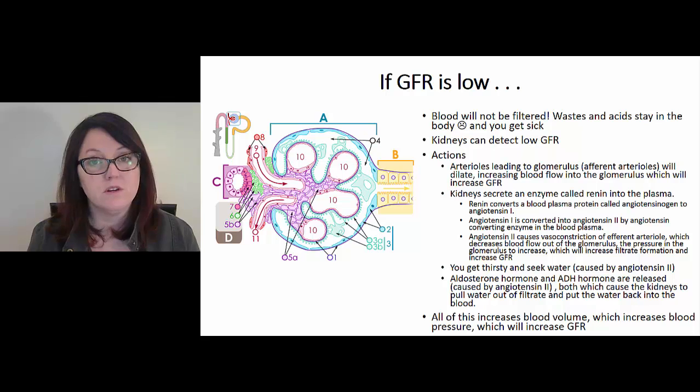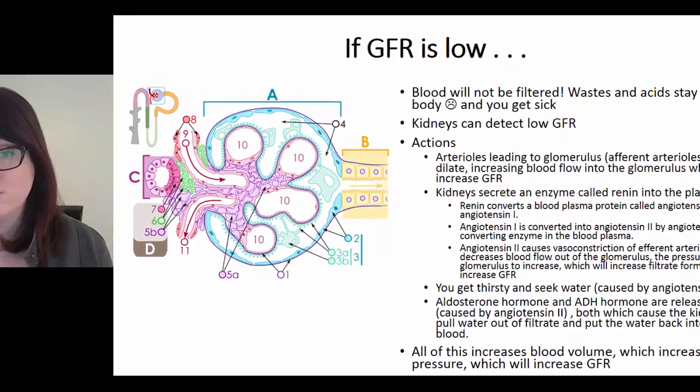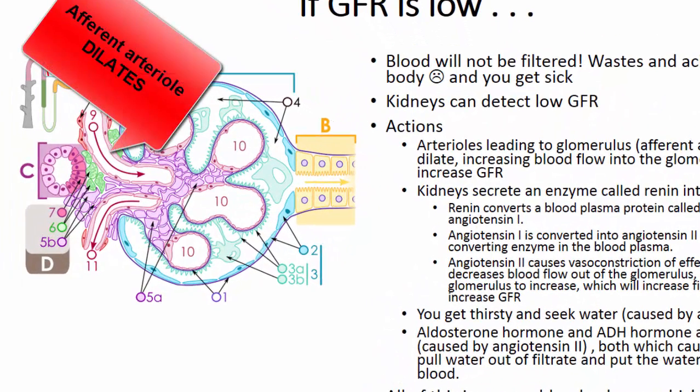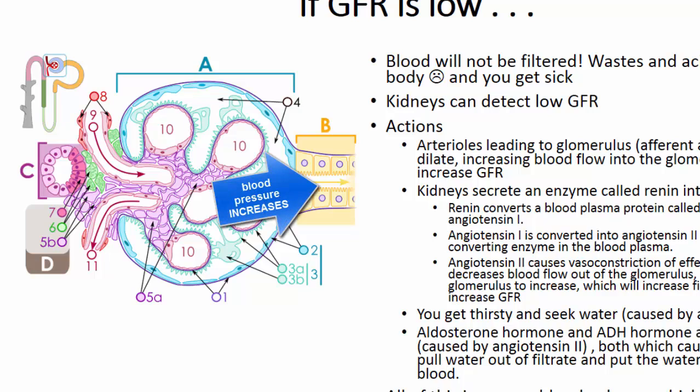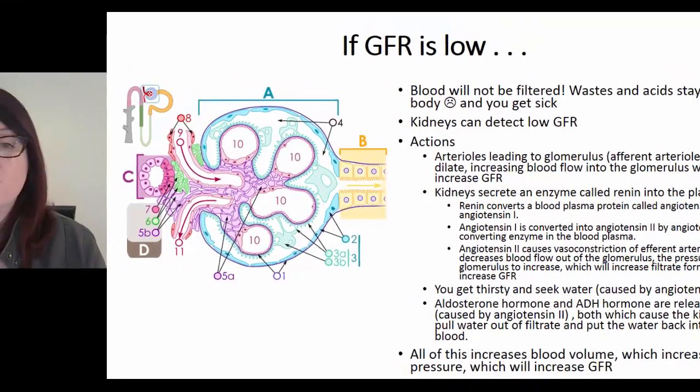And the kidneys, thank goodness, are capable of detecting low glomerular filtration rate. And if they detect this low GFR, the kidneys can take action. So one of the things that the kidneys are going to do is that the arterioles leading to the glomerulus, those afferent arterioles, are going to dilate, which will increase the blood flow into the glomerulus, which will increase the pressure in the glomerulus, increasing your glomerular filtration rate. You're going to start squirting more fluid out of those holes, forming more filtrate.